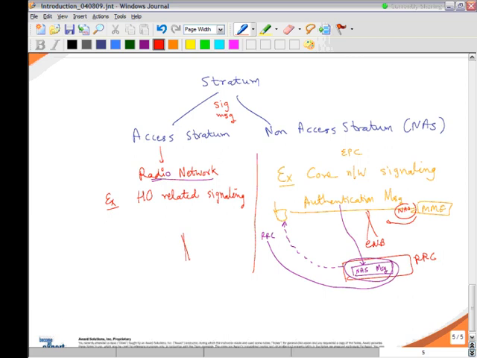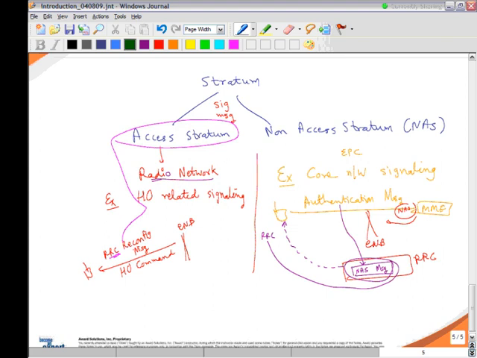signaling. For example, when the eNode B sends a handover command message, the handover command is part of some message called RRC reconfiguration. So whenever we send that RRC message, that message is considered an access stratum message because it is related to the radio network.